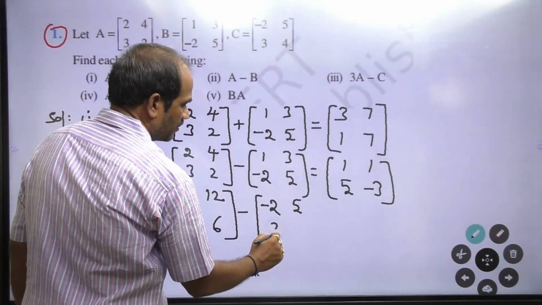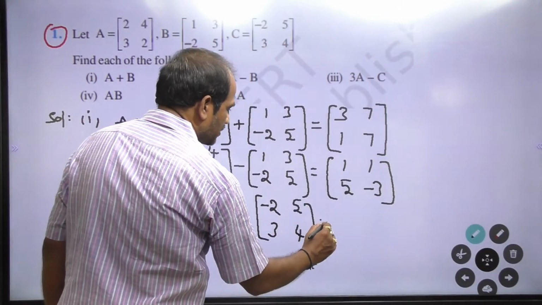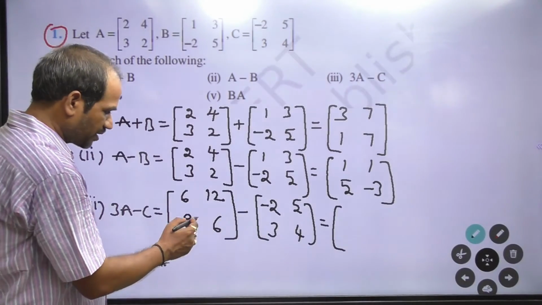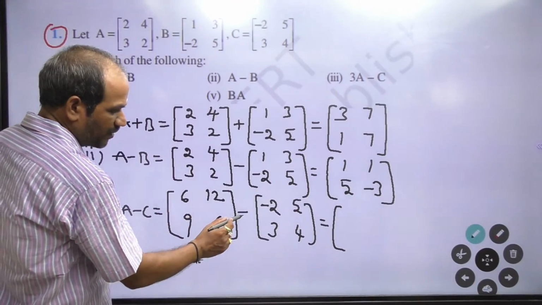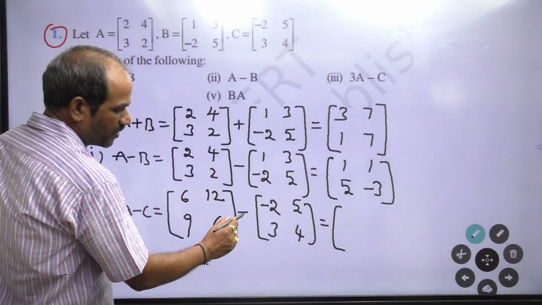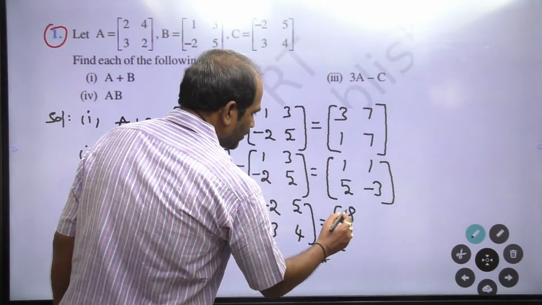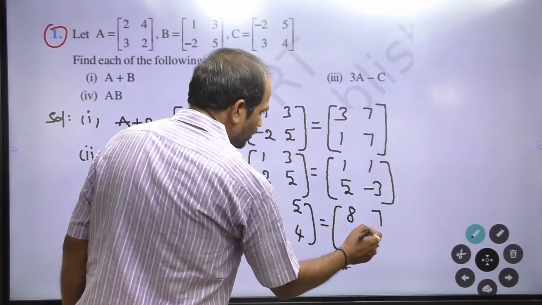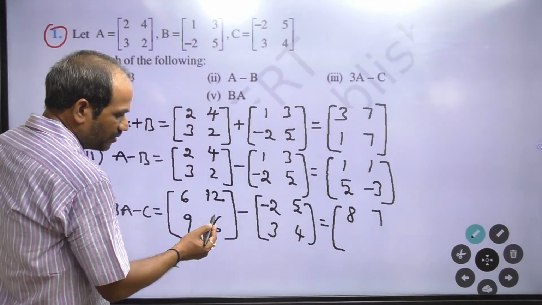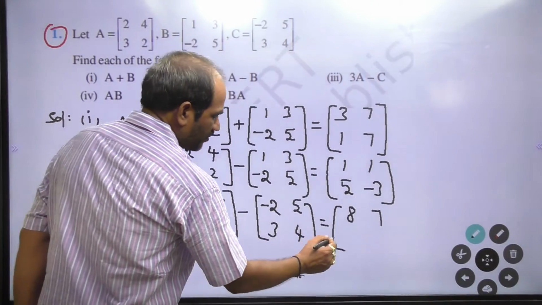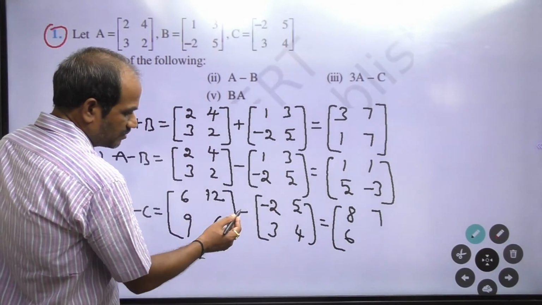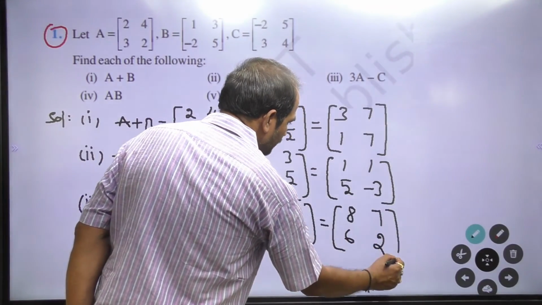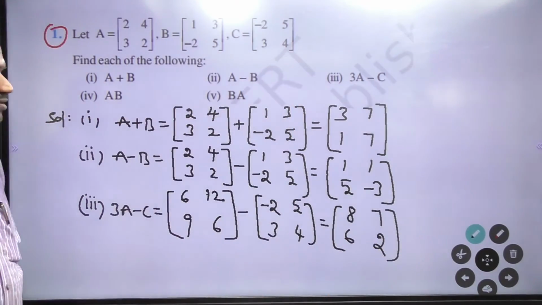This is a subtraction. 6 minus (minus 2) is 6 plus 2, which is 8. Next, 12 minus 5 is 7. Next, 9 minus 3 is 6. Next, 6 minus 4 is 2. This is 3A minus C.